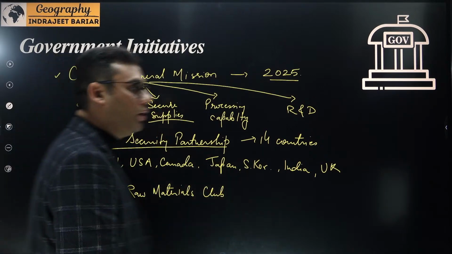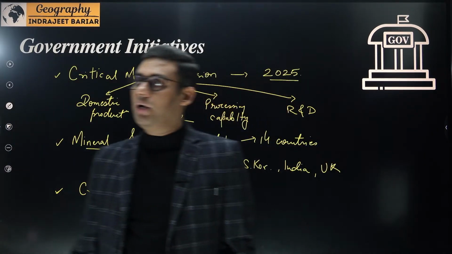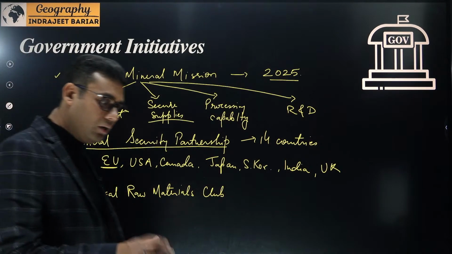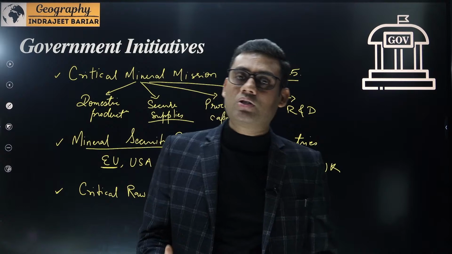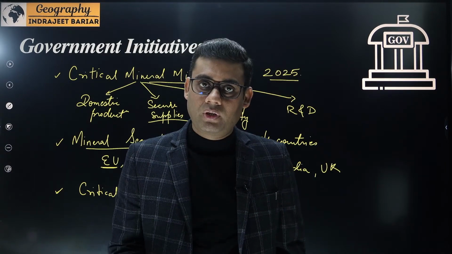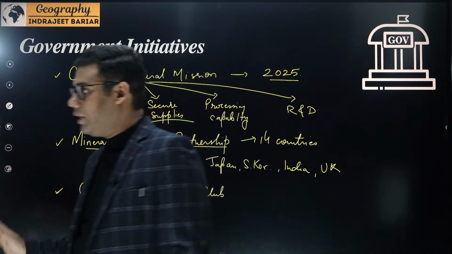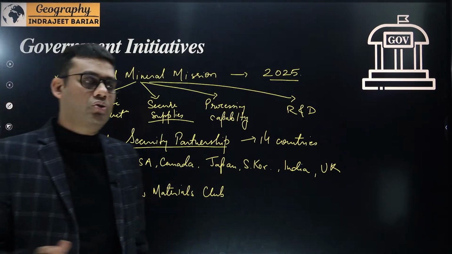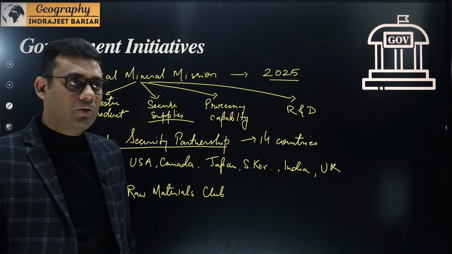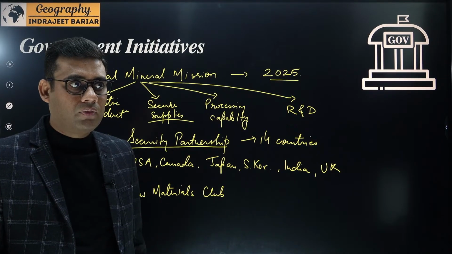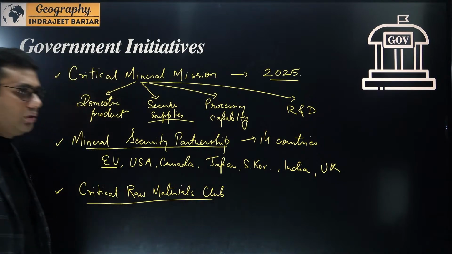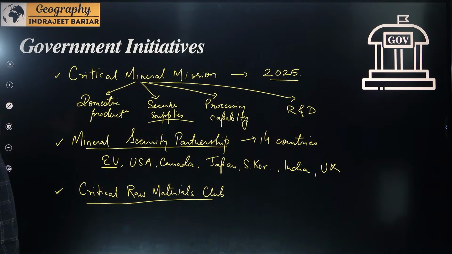A Critical Raw Materials Club is again an initiative by the European Union, mainly a coalition of resource-rich nations, again to reduce the over-dependence on China. This is something which right now is under ongoing negotiations. It has not been finalized. Most probably in the coming months it would be finalized, but as of now, this is something which we are looking forward to.